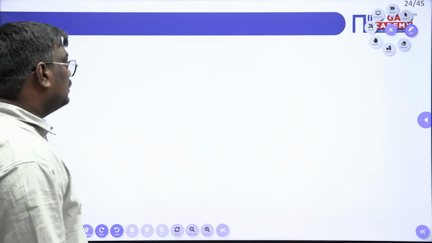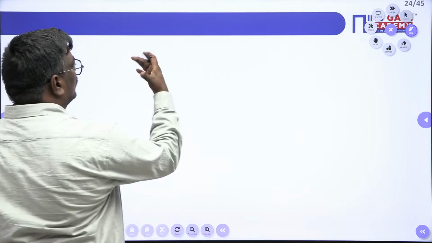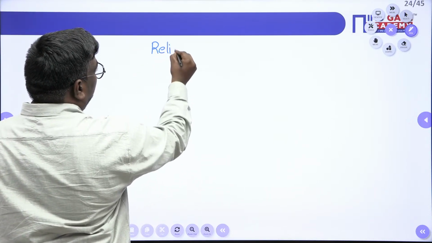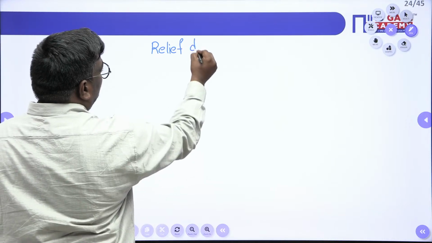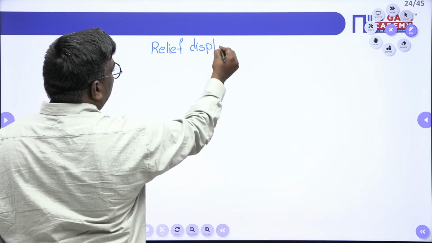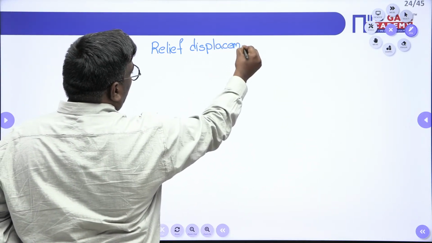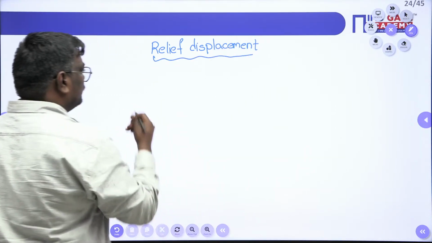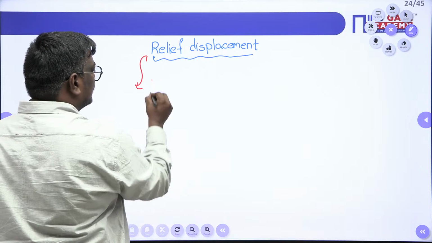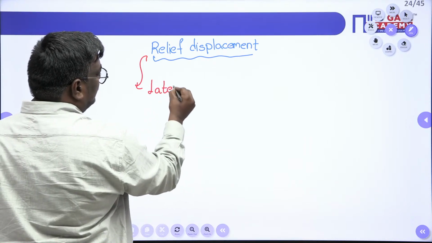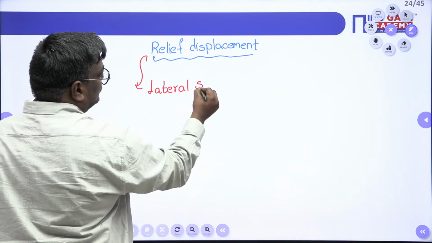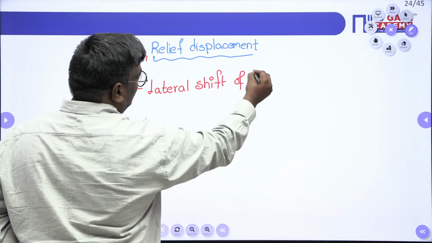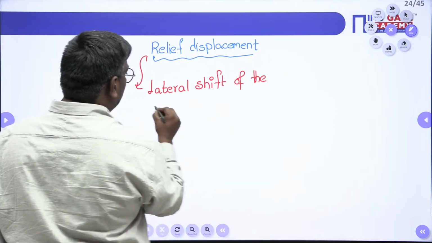Next, I would like to tell you what relief displacement is. I would like to give you a brief introduction of relief displacement. What do you mean by relief displacement? Relief displacement is nothing but the lateral shift of the image.